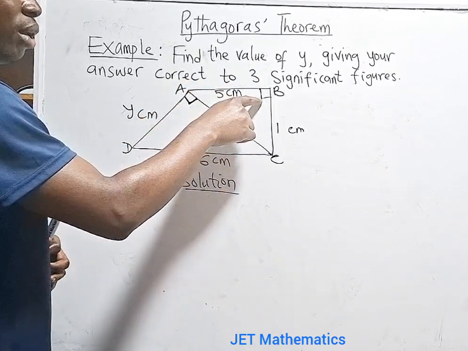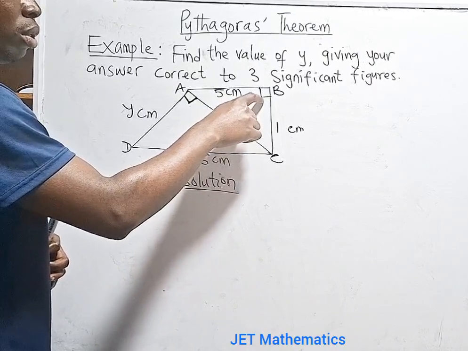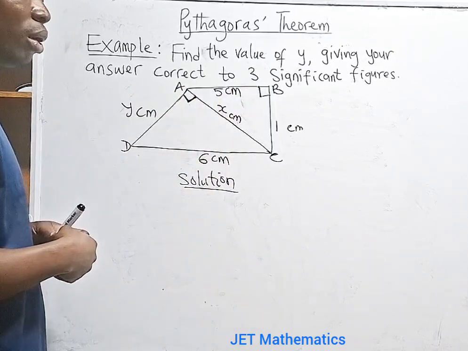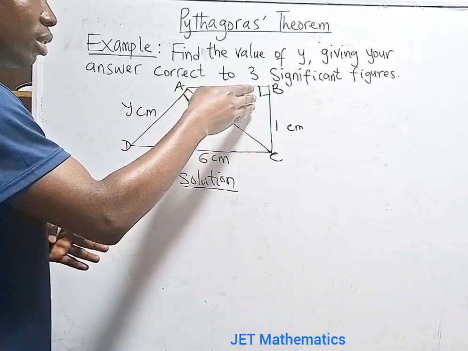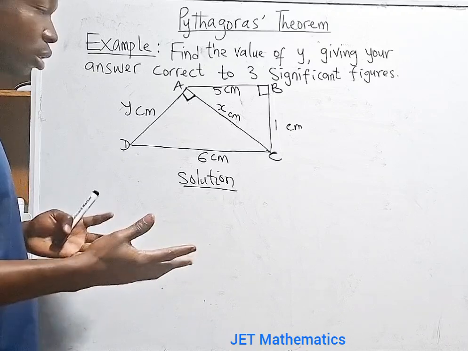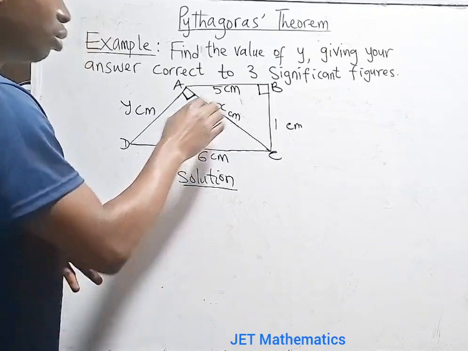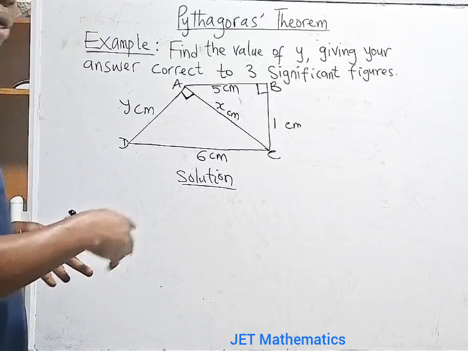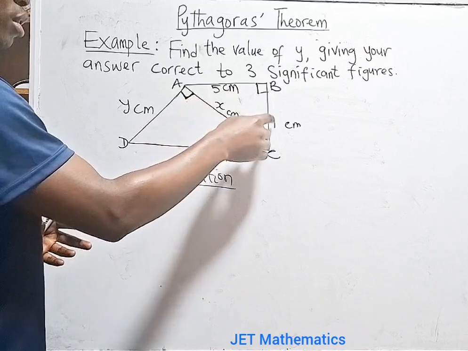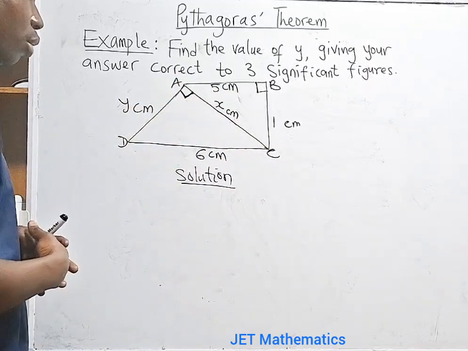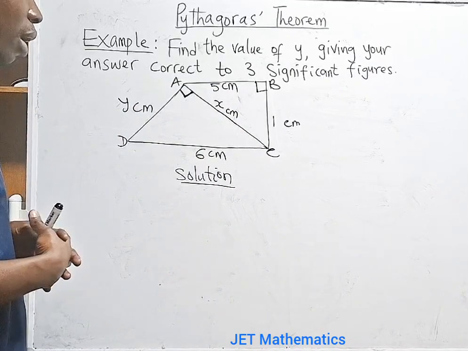We have the right angle here, and with this right angle, we already know this is a right angle triangle, right? So the two triangles here are right angle triangles. So we can apply the Pythagoras theorem in looking for the sides of the right angle triangles. So we're going to see how we determine x.